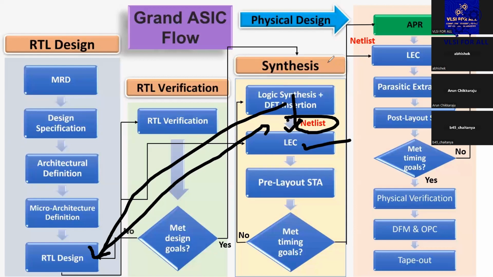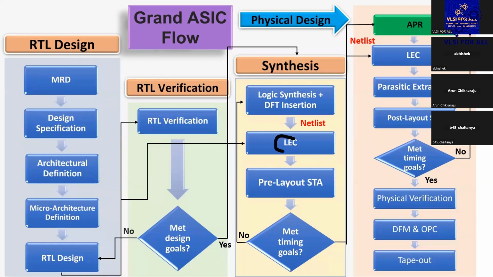So what are the inputs for LEC? The inputs are important for this particular check. If you see here, the netlist, and we are comparing it with the RTL design file, the RTL code. To check whether the netlist has the correct functionality, we don't need to give stimulus, because if you give stimulus, it will take lots of time, more like months. So we avoid giving stimulus. If you see the flow diagram, we get the input from the RTL code and the netlist.